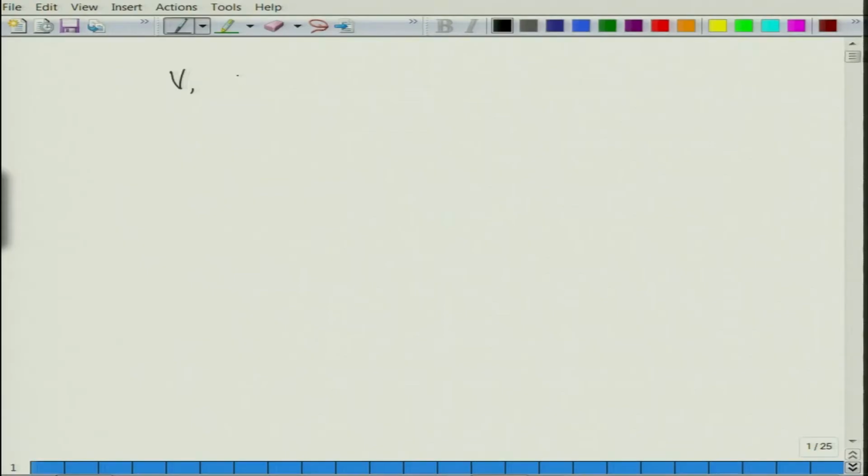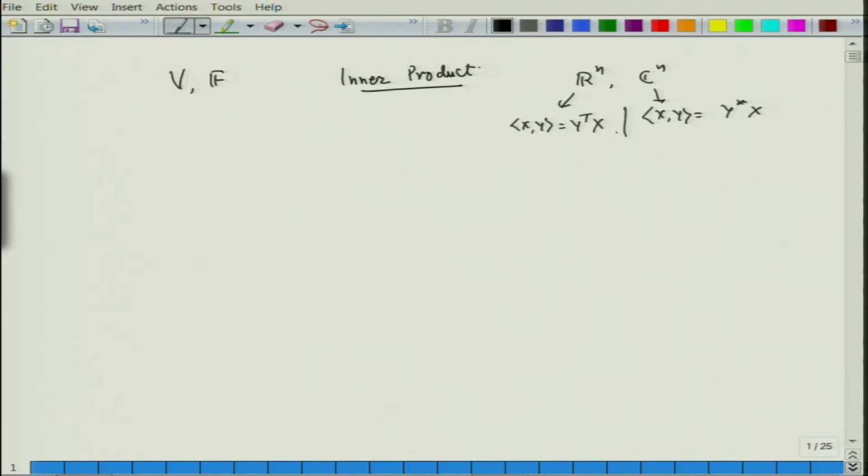Alright, so yesterday we had looked at what are called inner products. So given a vector space V over F, we have the notion of an inner product. We looked at examples in Rn and Cn. In Cn we had <x, y> as y star x. Here we had <x, y> as y transpose x, the same thing, fine.